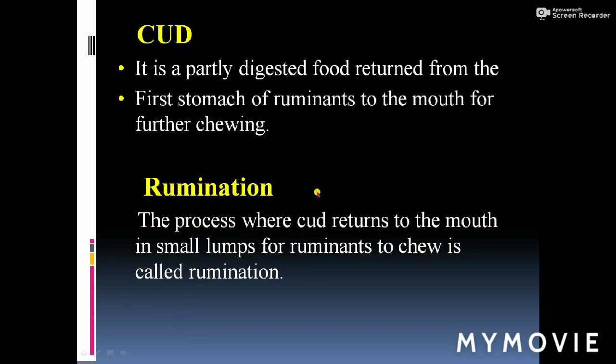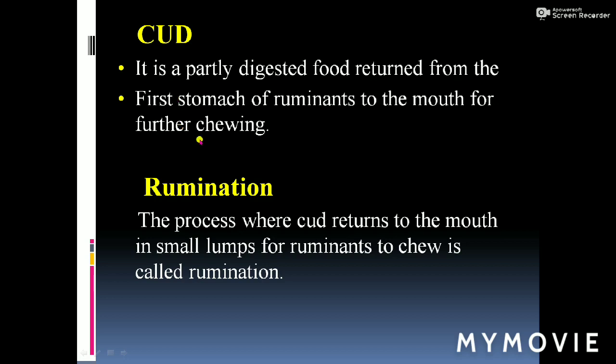Understood? Now, another is cud. What is cud? You look here. It is partly digested food returned from the first stomach of the ruminants to the mouth for further chewing. It means the cow takes the food from the mouth and passes it to the rumen, and again from the rumen it returns towards the mouth. So the food in that form is known as cud.